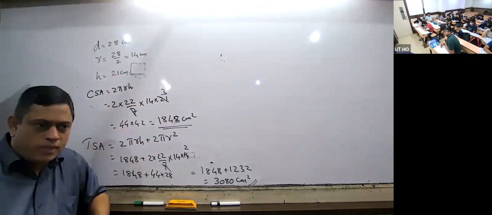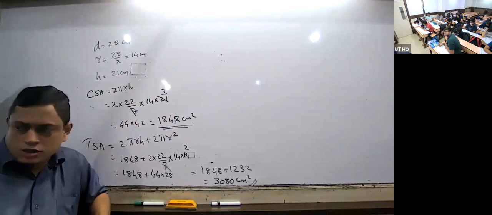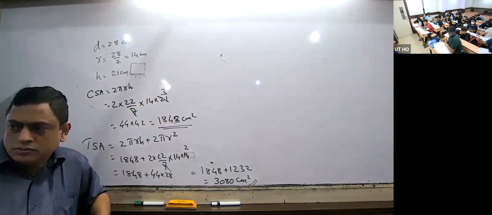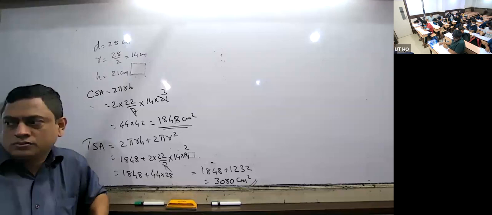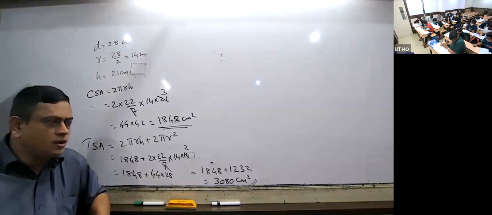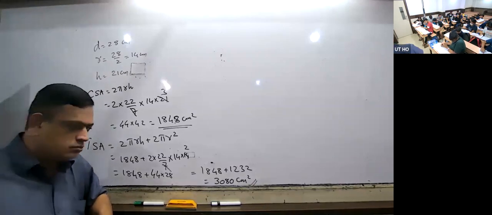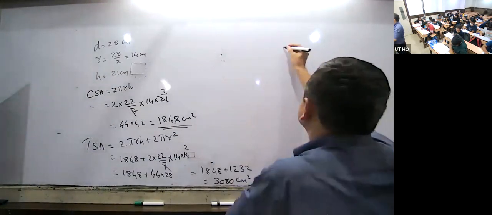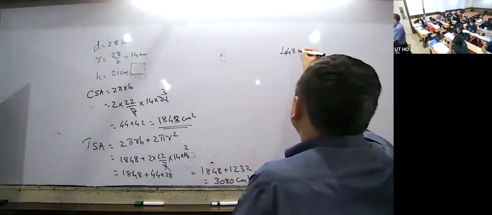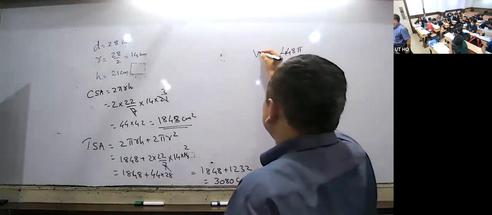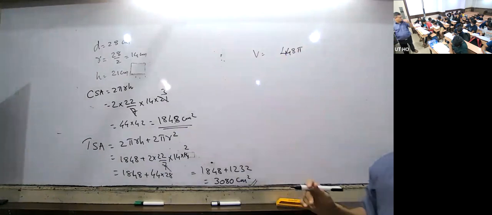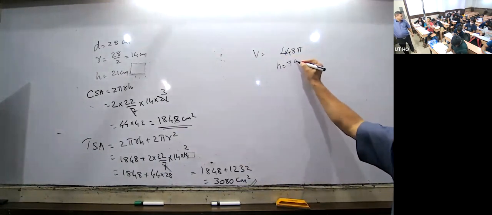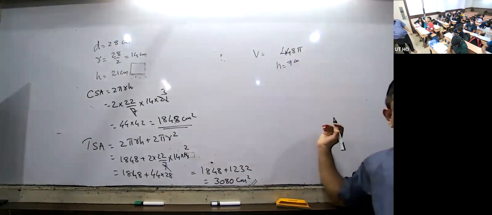Second question. Read the question. The volume of a vessel in the form of a right circular cylinder is 448 pi centimeter cube. Read properly now. Height is equal to 7 centimeter. Find the radius of its base.